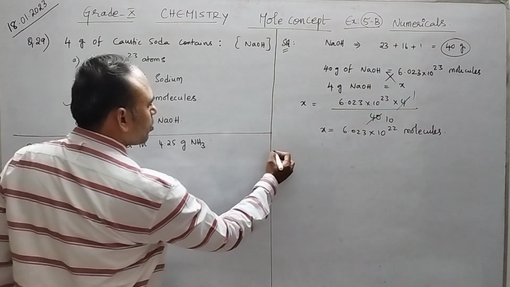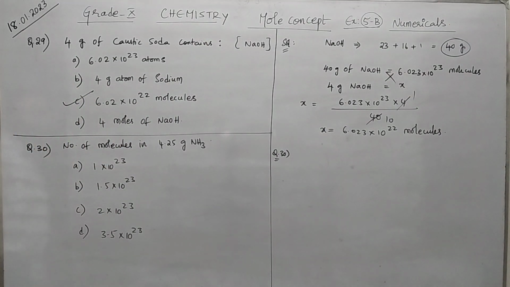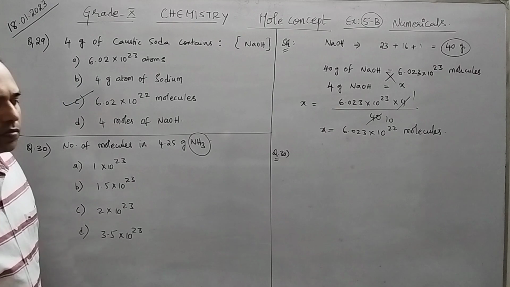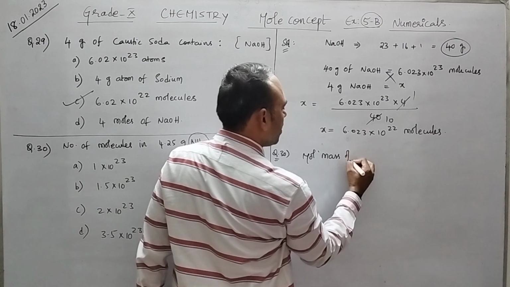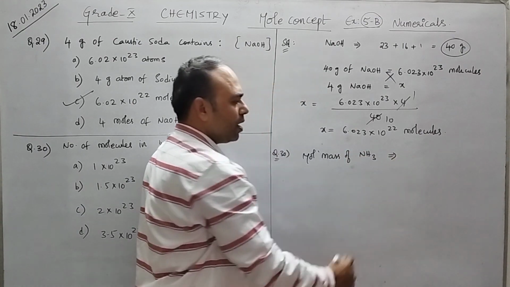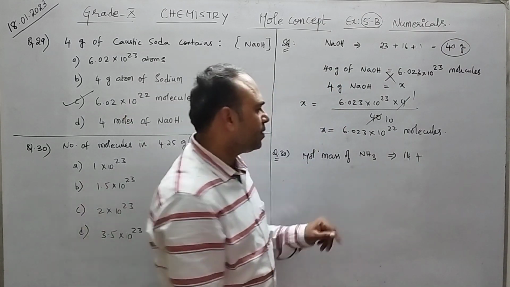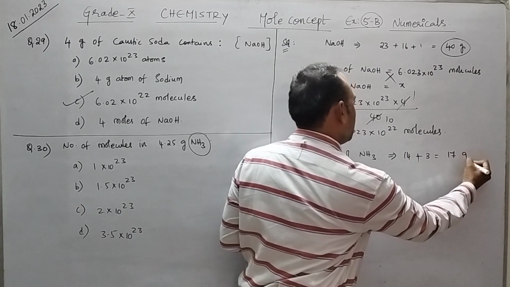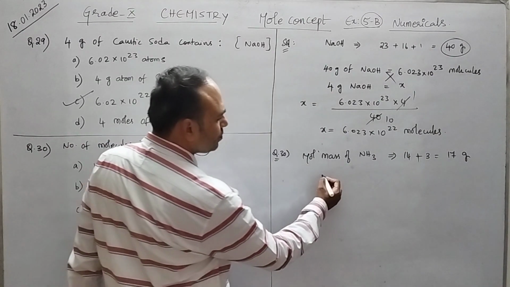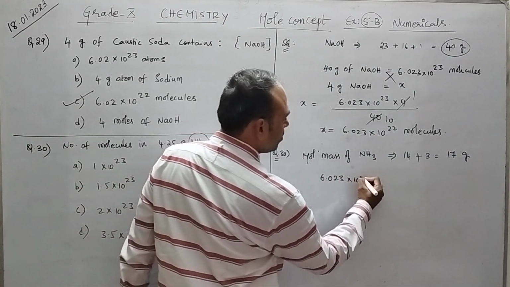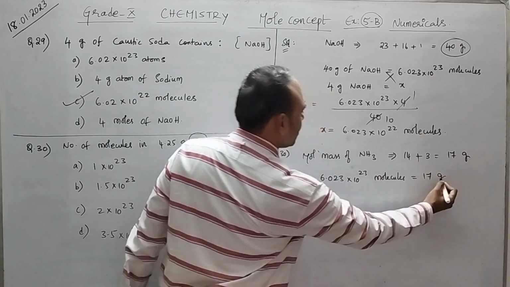Next step. So if you take question number 30 solution, number of molecules in 4.25 grams of ammonia, straight away you know how do you calculate this? The molecular mass of NH3, atomic mass of nitrogen 14, hydrogen 1 into 3, so 3. So therefore we have 17 grams. So the molecular mass of ammonia is 17 grams. And how many molecules are there? 6.023 into 10 to the power of 23 molecules of ammonia has a mass of 17 grams.